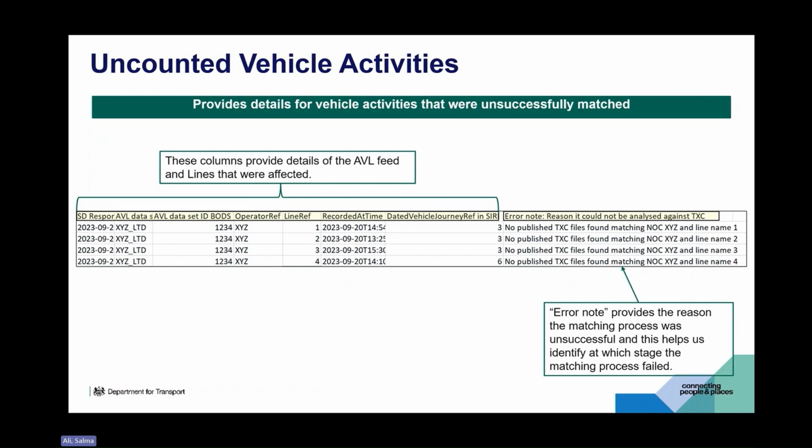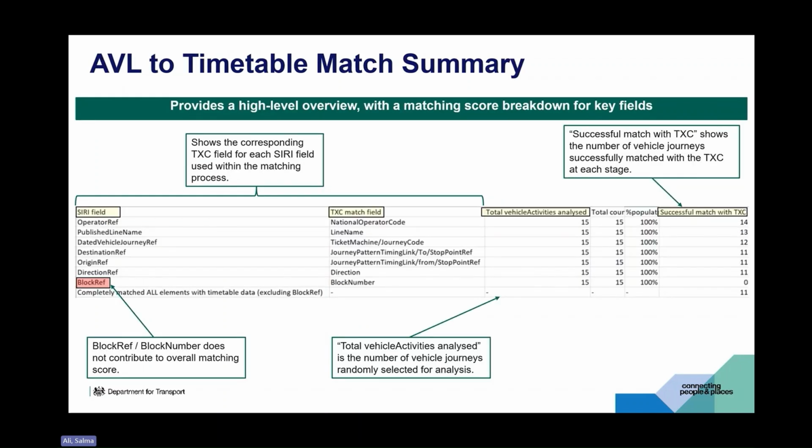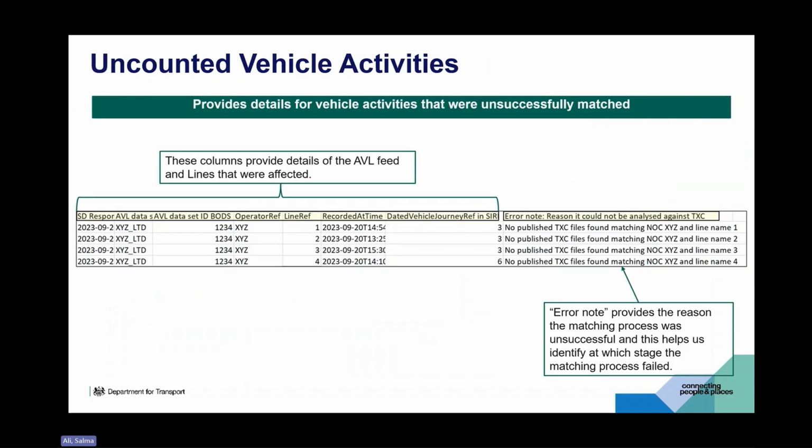In terms of that CSV, it provides more in-depth information about each of the vehicle activities that unsuccessfully matched, specifically for the first 3 fields. So if I go back a step, it looks specifically at the operator ref, NOC matching, published line name matching, and the dated vehicle journey, ticket machine journey code matches. So any unsuccessful matches within those, the errors appear within this CSV.